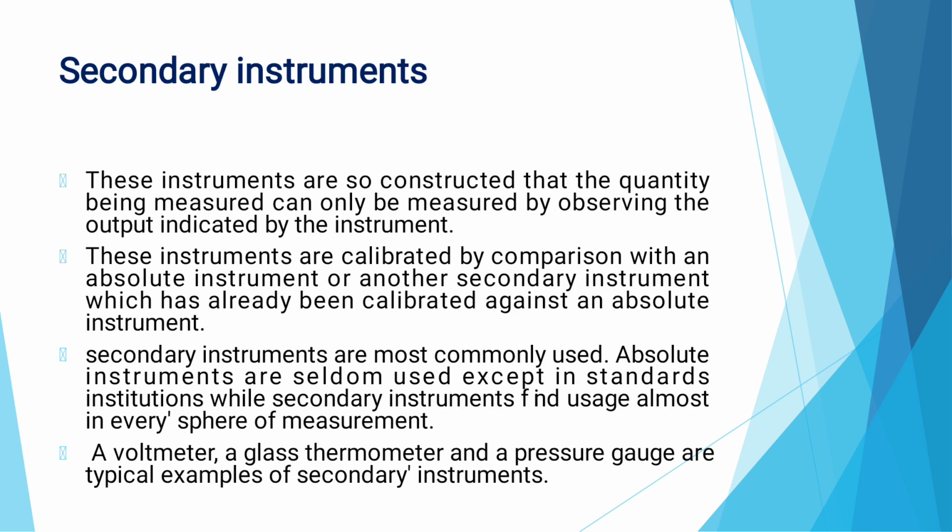Secondary instruments indicate the value of the quantity directly through their output. These instruments require calibration using absolute instruments or already calibrated secondary instruments. Secondary instruments are commonly used in daily measurement because they are very simple and convenient. Examples are the voltmeter, glass thermometer and pressure gauge. Most biomedical instruments used in hospitals are of this type.